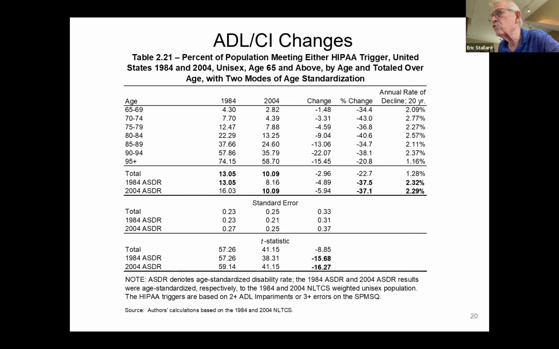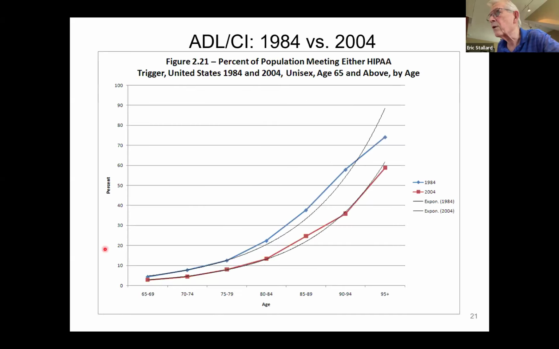You can combine the two triggers, and in that case, we find approximately 10% of the population is disabled using the age standardized rate, and the decline rate is around 2.3%, intermediate between the 1.7 and the 2.7 to 2.8 range. There's a graph, and again, there is improvement at every age, a reduction in disability using the combined HIPAA triggers. This is unisex.